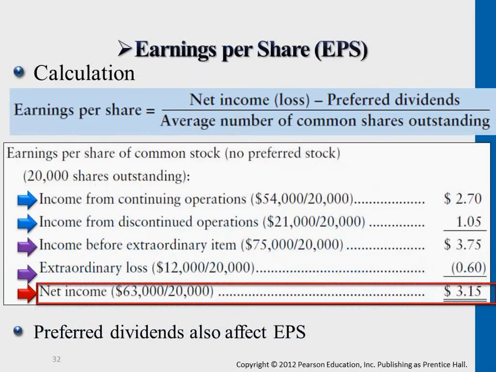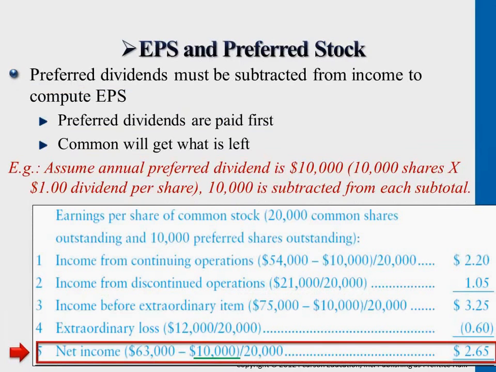Just going back to that formula, it's net income minus preferred dividends, divided by shares. For parts 1, 2, 3, 4, it's just breaking down the income into what part is continuing and what part is discontinued. The really important part here is just the last line.